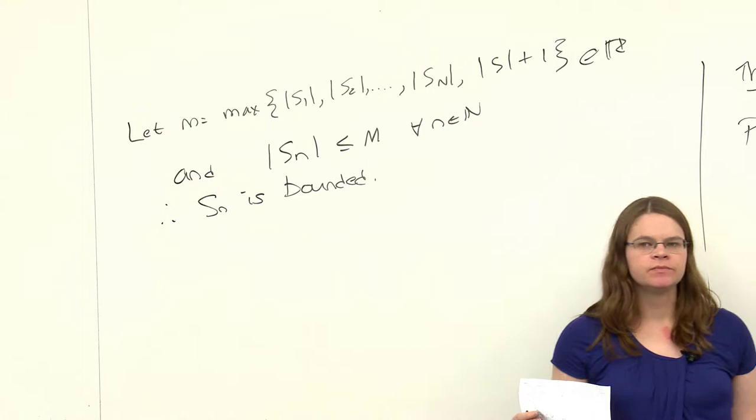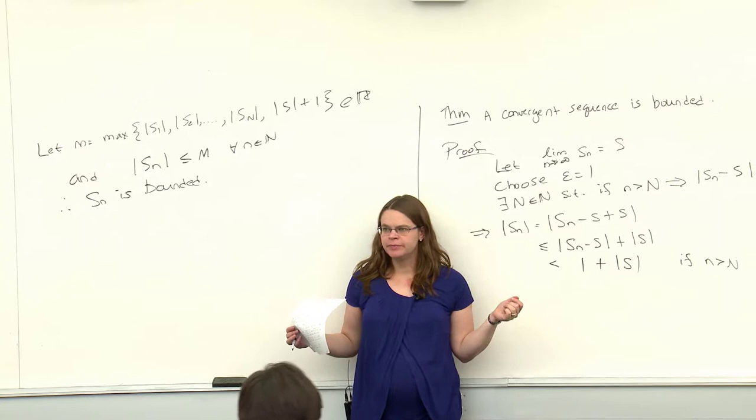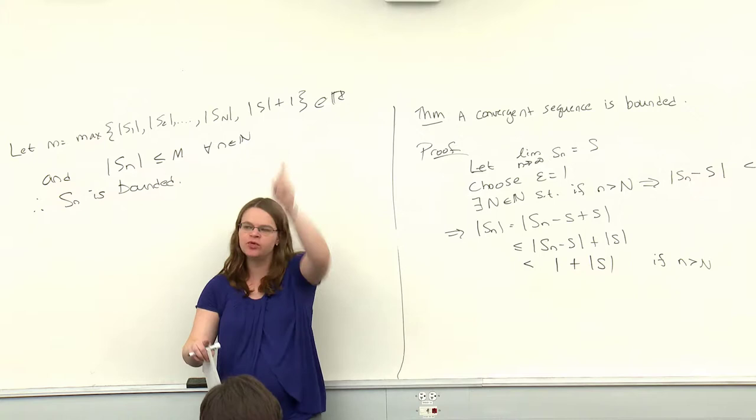Okay, what about the converse of this? So if a sequence is convergent, it's bounded. If a sequence is bounded, what can we conclude? Nothing in general, exactly. We know we can have a sequence, for example, that just bounces between plus and minus 1 and doesn't converge. It's bounded, but it doesn't converge.